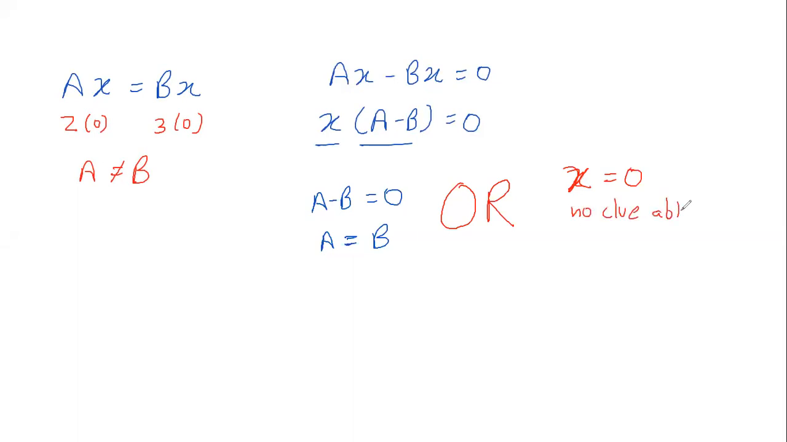Now, if X becomes equal to 0, we really have no clue regarding A or B. They could be equal, they could not be equal. I really don't know. So there are two solutions for it: either A will be equal to B or X will be equal to 0. So guys, this is the right way to solve any particular inequality. You'll take it on one side and then solve it.